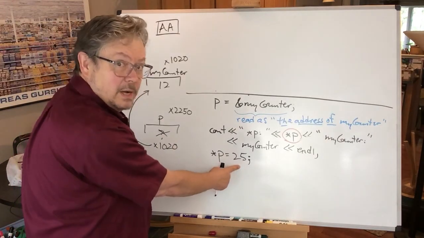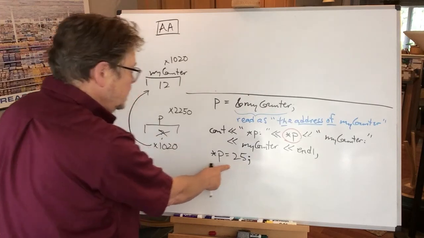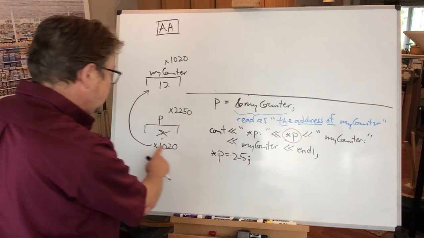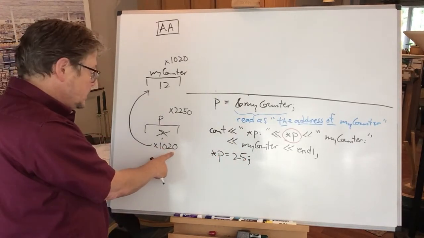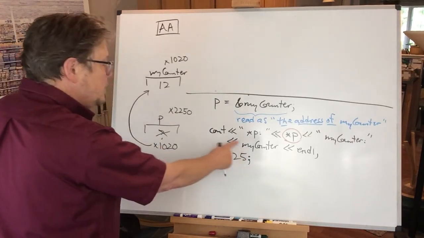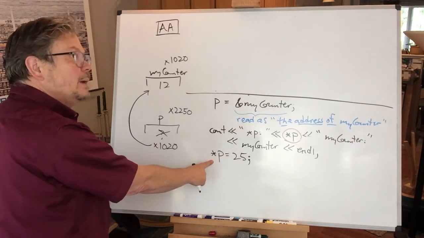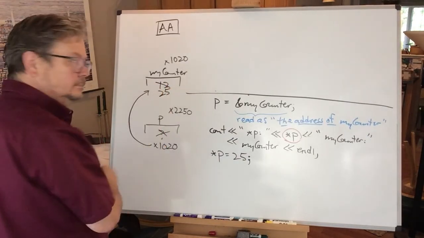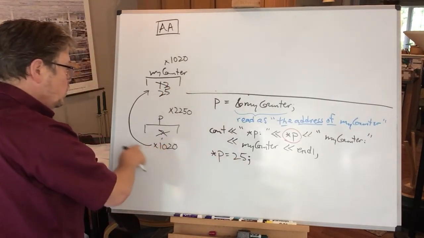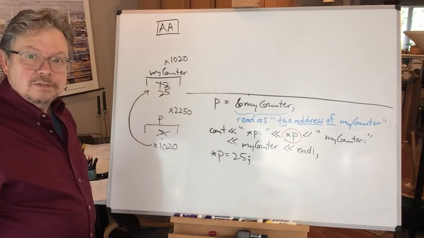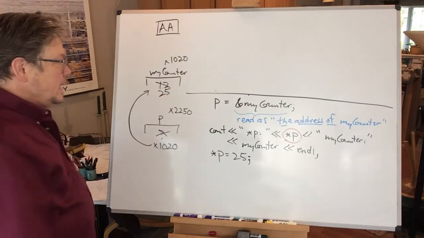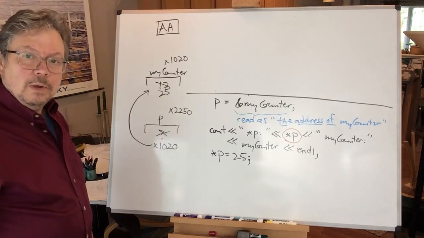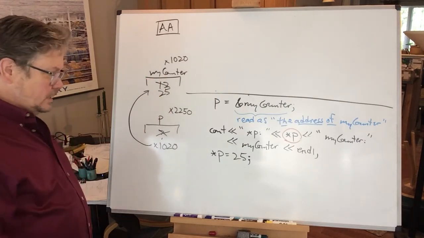25 is the value of the right-hand side of that assignment. That's not hard to do. The left-hand one is a little tricky. Take the 25, don't put it in variable P. Don't wipe out the hexadecimal 1020. Take the 25 and put it at what's pointed at by P. 25, put it at what's pointed at by P. We have snuck in the back door and changed the value of variable myCounter. We knew where it lived, and we could go there and give it a new value if we wanted to, and that's exactly what happened here.